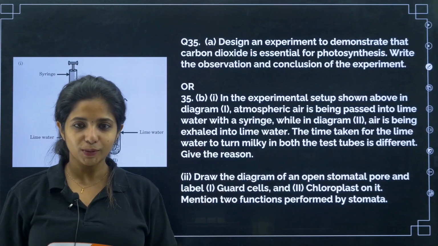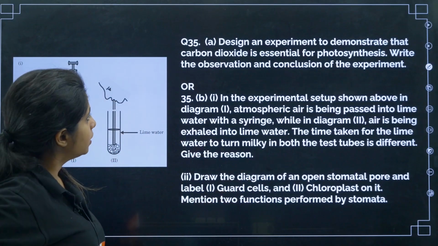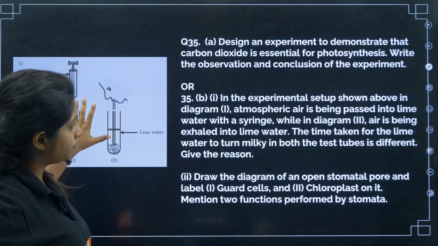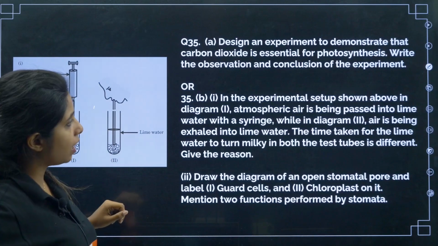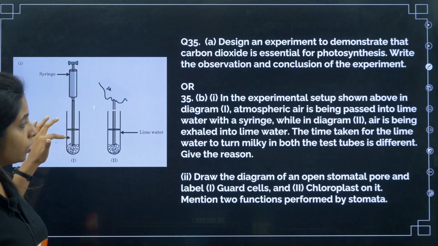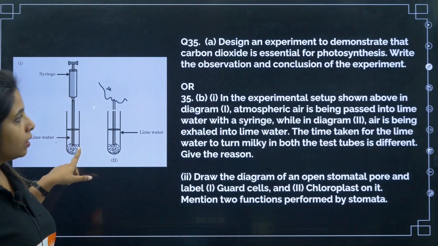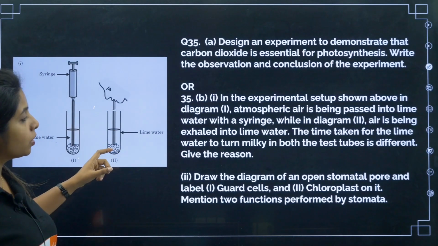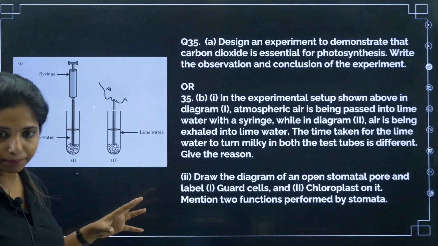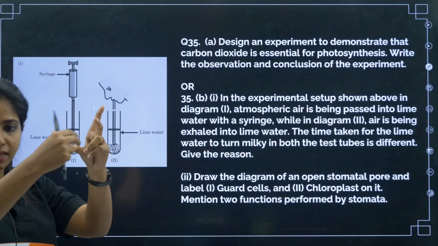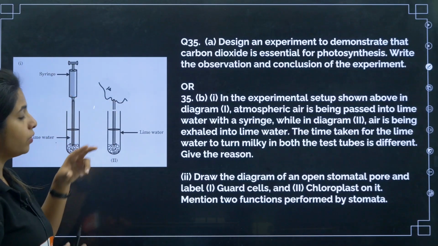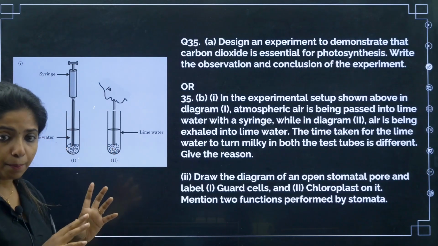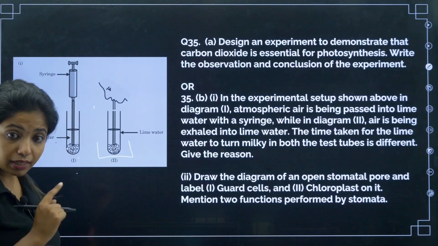Mention that. Cool? Now there's an OR part to this question, that is, in the experimental setup shown above in diagram 1, the atmospheric air is being passed into the lime water with a syringe. While in diagram 2, air is being exhaled into the lime water. The time taken for the lime water to turn milky in both the test tubes is different. Give the reason. So in atmospheric air, which I am putting in the lime water, and over here when I am blowing out directly into the lime water, both of them will turn milky, but here it will be faster, I am telling you.